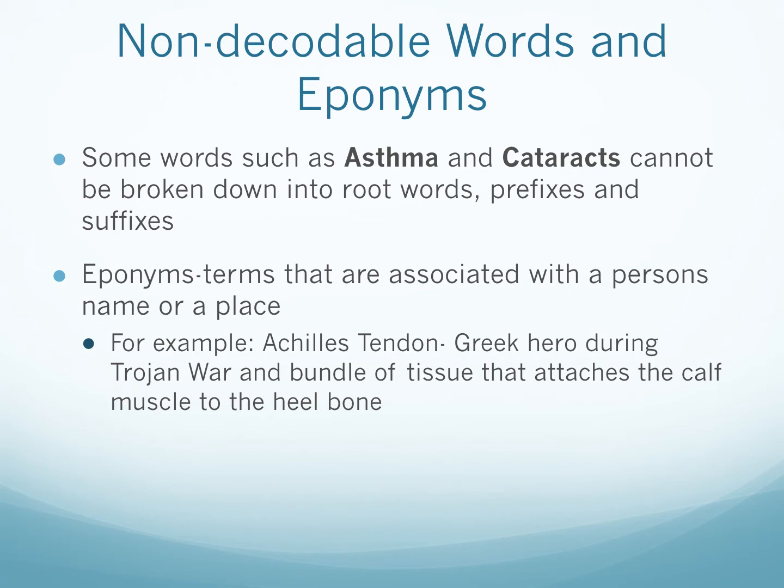Some terms are called eponyms. These are words that are associated with a person's name or place. For example, the term Achilles tendon is a bundle of tissue that attaches the calf muscle to the heel bone. It is named Achilles for the Greek hero during the Trojan War.